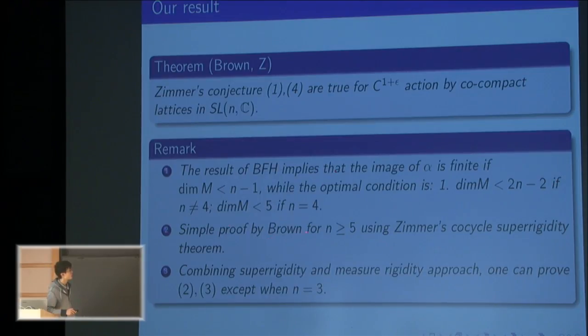There is a simple proof by Brown when the dimension is larger than 4 using Zimmer's cocycle superrigidity theorem. Strangely, this conjecture, we feel, is the hardest when the dimension is small. Also, by combining this superrigidity approach and the measure rigidity approach, we can actually prove 2 and 3 also, except when n equals 3, where I have some problem that I don't know how to do.